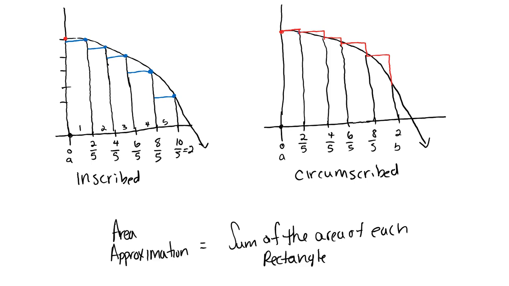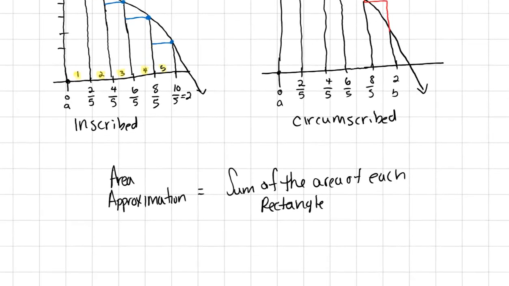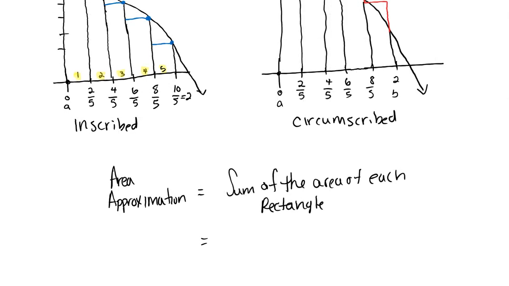And we're going to find that area approximation by summing or adding the area of each individual rectangle. So if I were to find the area of rectangle 1 here, add it to the area of rectangle 2, add it to the area of rectangle 3, add it to the area of rectangle 4, add it to the area of rectangle 5, we're going to get that approximate area. So we're going to use something called summation notation, or sigma notation. This is the Greek letter sigma used to mean we're adding up. And we're going to add up the area of each rectangle.